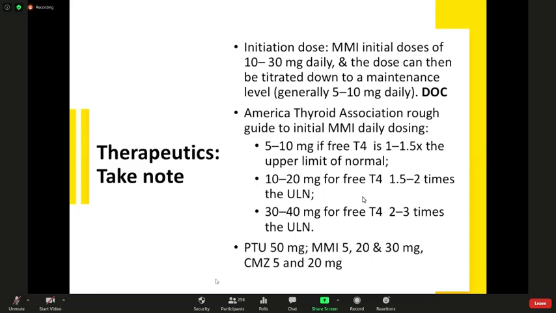So take a look at your free T4 level. If the free T4 level is 2 to 3 times the upper limit of normal, then you give a relatively high dose. So 2 of the 20 milligrams or 1 of the 30 milligram, then that's the dose. If on the other hand, the patient is coming to you with very mild hyperthyroidism, then you can give the lower limit, which is around 10 milligrams per day. Now, just take note also that methimazole is the same as thiamazole. It's just like paracetamol and acetaminophen. Thiamazole is chemically the same as methimazole.